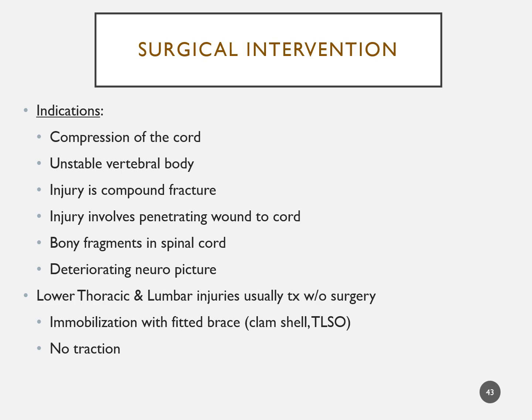Typically with lower thoracic and lumbar injuries, those are just immobilized with a brace. So you may see those in the clinical area. And where I have here TLSO, that's the brace, thoracic, lumbar, sacral orthosis. So the brace just tells you what area the person is being immobilized. It can be an LSO, lumbar sacral orthosis. And generally there's no traction for the lower injuries. It really is mostly just the brace.